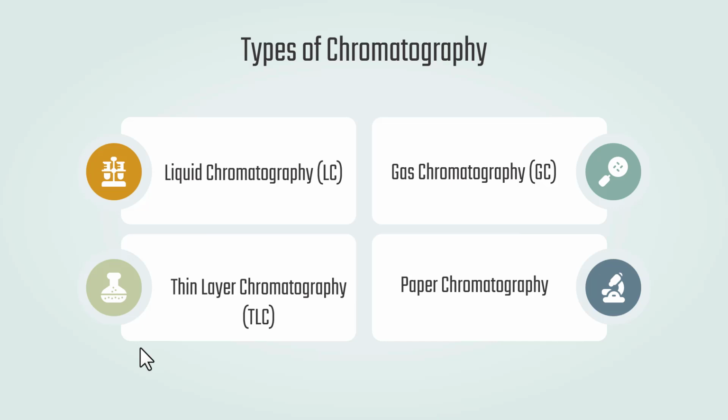Thin layer chromatography uses a thin layer of material like silica gel on a glass plate as the stationary phase. It is a quick method used in labs to see if a reaction has occurred by comparing the movement of substances on the plate. Fourth and last one is paper chromatography. It uses paper as the stationary phase. This is a simple and common method used in classrooms to teach basic concepts of chromatography. For instance, you can separate the pigments in a leaf to see the different colors it contains.